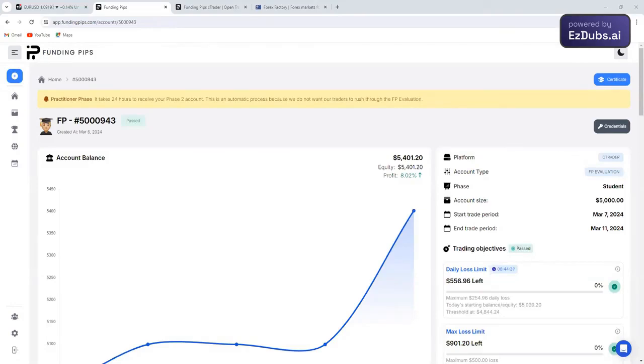This time we're going to be talking about the account that I bought on cTrader on FundingPips.